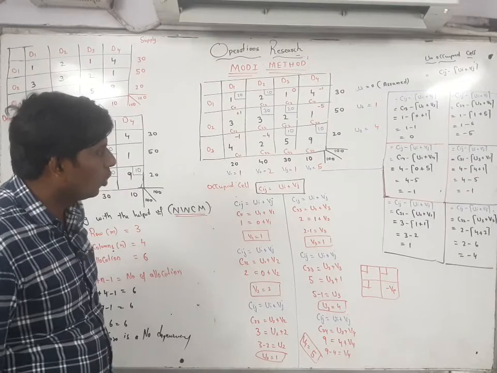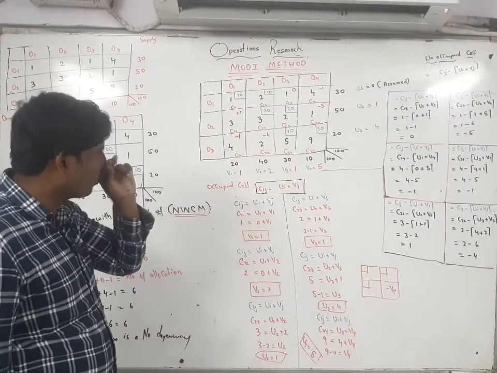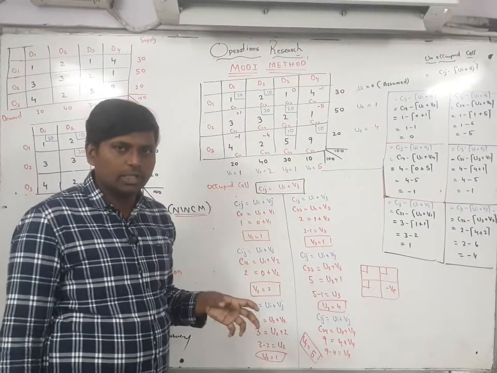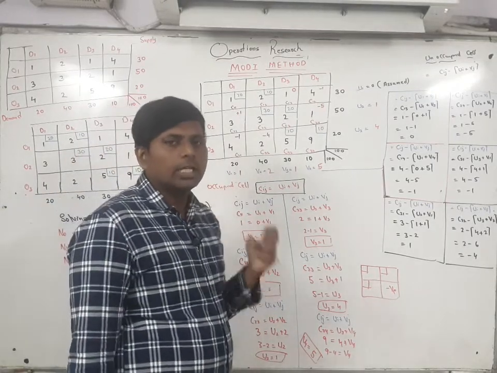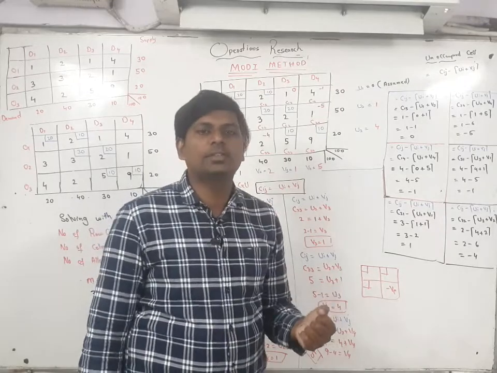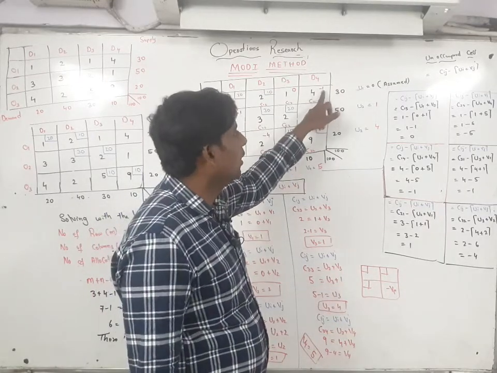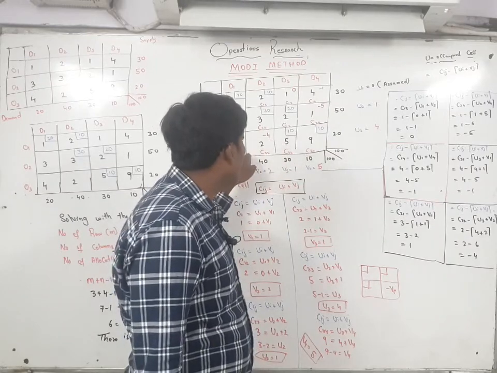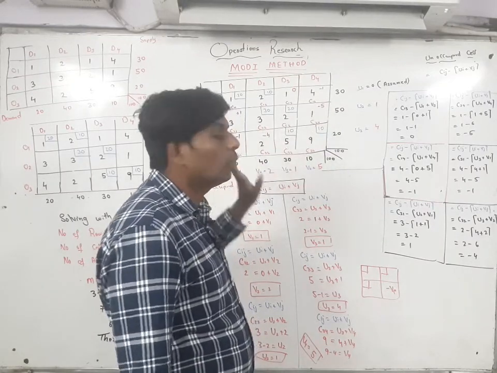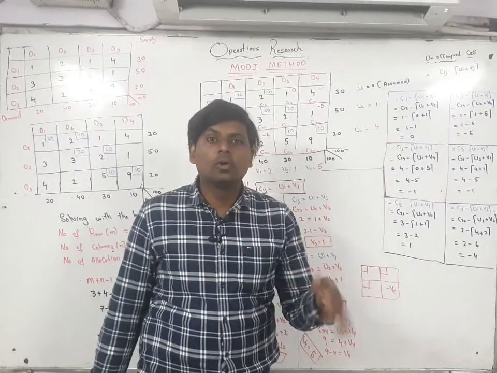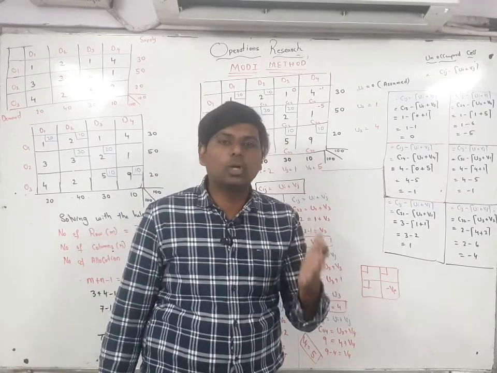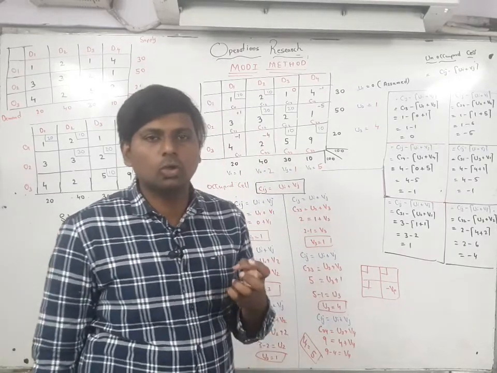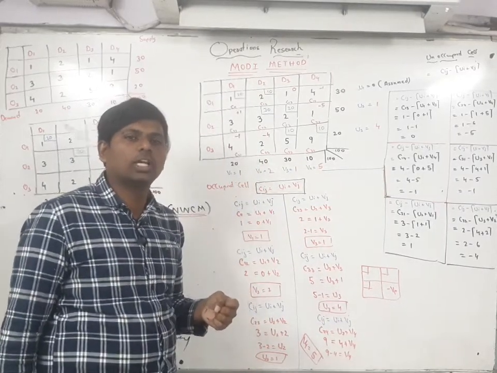After that, you have to search wherever the unoccupied cell is there, whether any negative sign is there in that unoccupied cell. Yes, negative signs are there. 1, 2, 3, 4. How many negative signs are there? 4 negative signs are there. Those 4 negative signs you have to remove. How to remove those 4 negative signs?